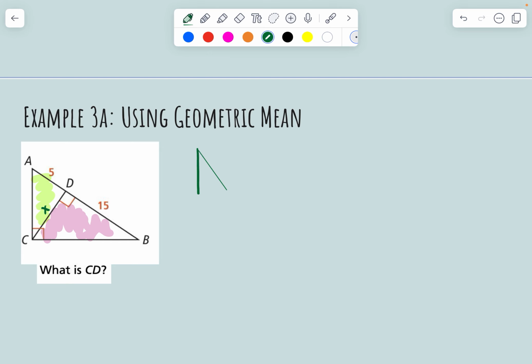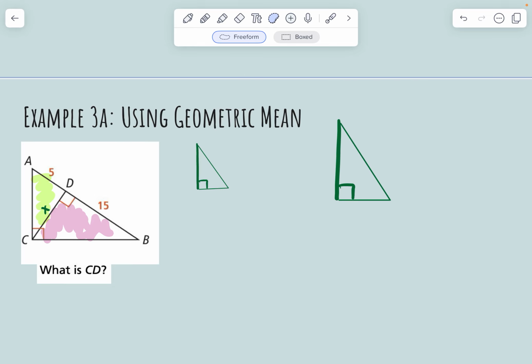If I look at my small triangle here, I'm just going to duplicate this to make my medium triangle. So for the small triangle, the right angle is at D. My smaller side is from D to A, and that's 5. And then my bigger side is from A to C. And they want us to find how far it is from C to D.